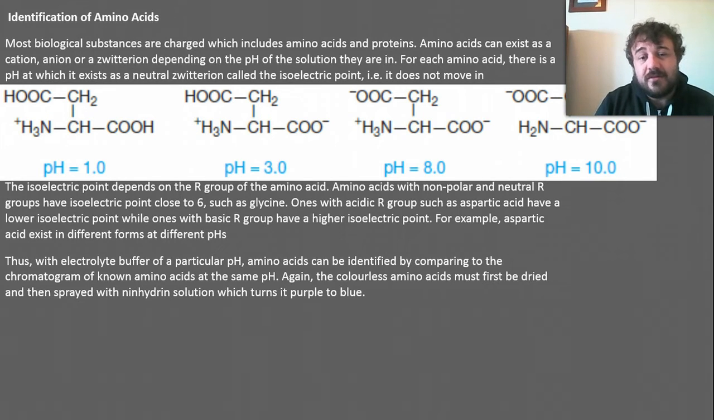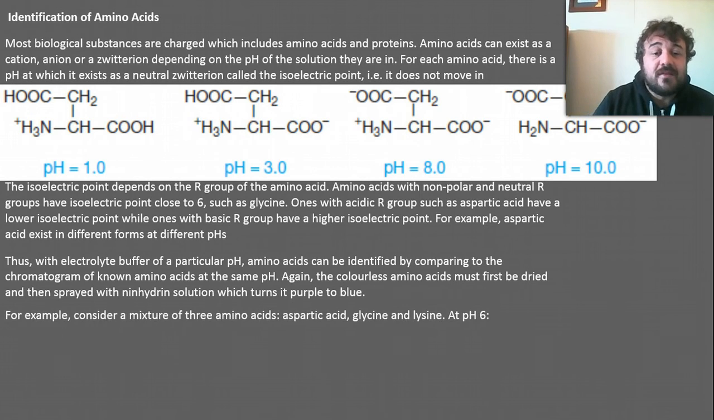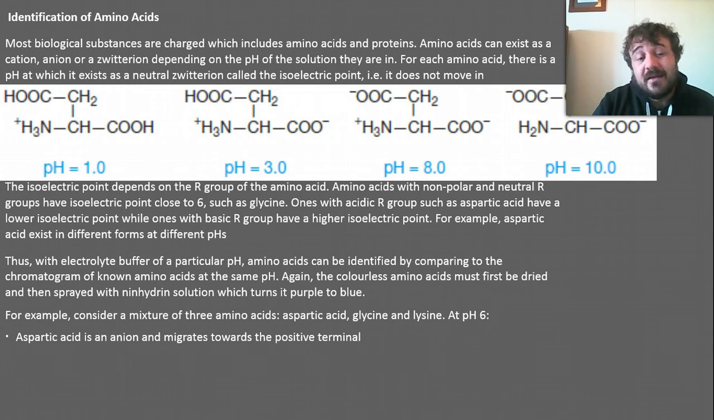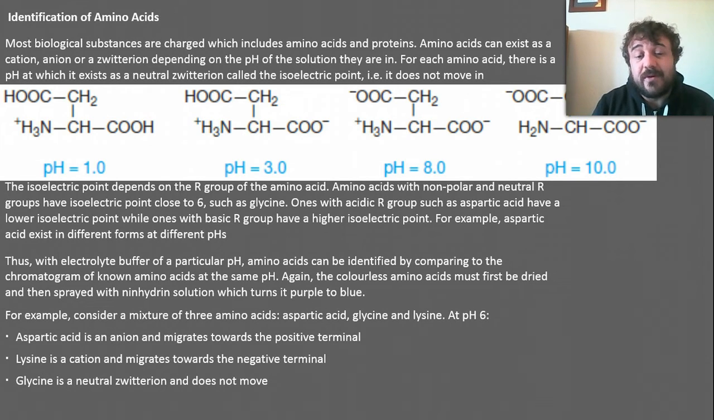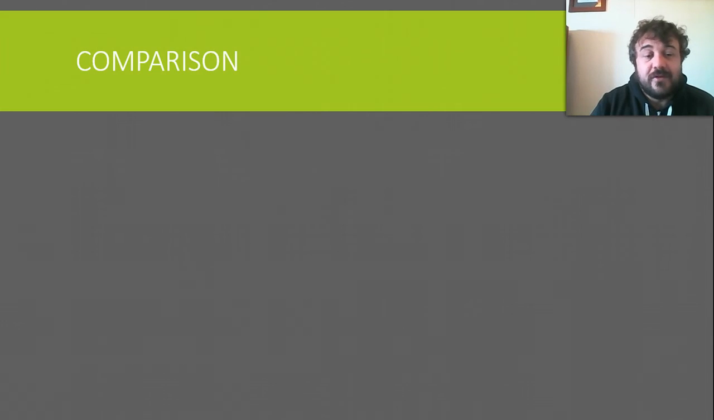So again, we separate it. We then put it in an oven or an incubator to dry, and we spray it with ninhydrin. And once we spray it, it goes to that purpley blue color. So if we have 3 amino acids in a mixture, we've got aspartic acid, glycine, and lysine. At pH 6, the aspartic acid is an anion and goes towards the positive terminal. The lysine is a cation and will migrate towards the negative terminal. And the glycine is a neutral zwitterion at pH 6 and it will not move.